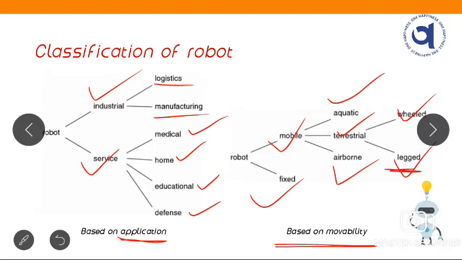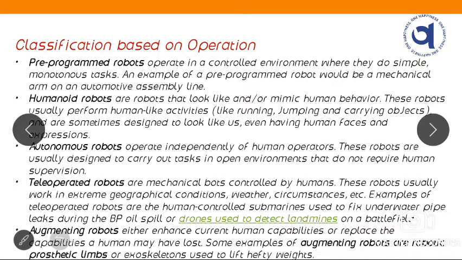So based on locomotion, this is the classification. One more classification is based on operation, like how we can operate the robots. One is pre-programmed robots. The controller is very simple because they are used for monotonous tasks.